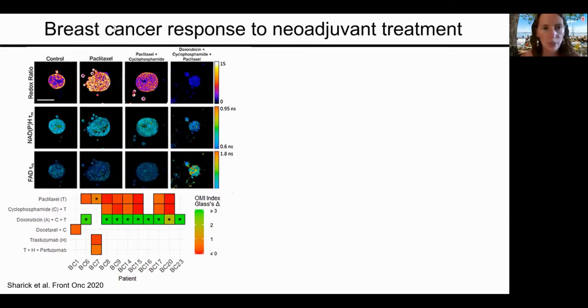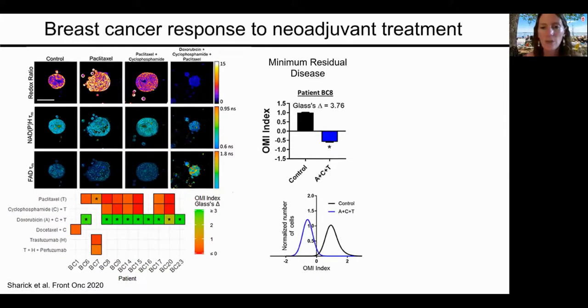So here we're using different drugs because we are looking at breast cancer: paclitaxel on its own, with cyclophosphamide, and with cyclophosphamide and doxorubicin. So we looked at a few other drugs depending on what the patient was expressing. For example, if they had a HER2 positive tumor, we gave them trastuzumab. But you can see here very clearly that the combination treatment created the largest changes in OMI Index in the patient-derived tumor organoids.